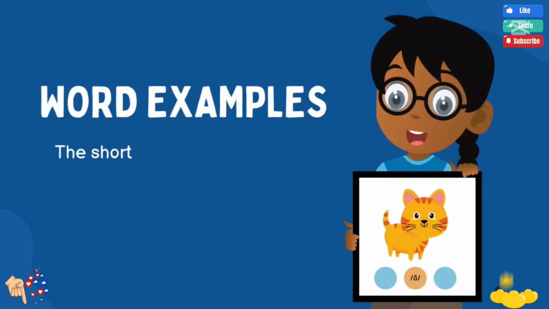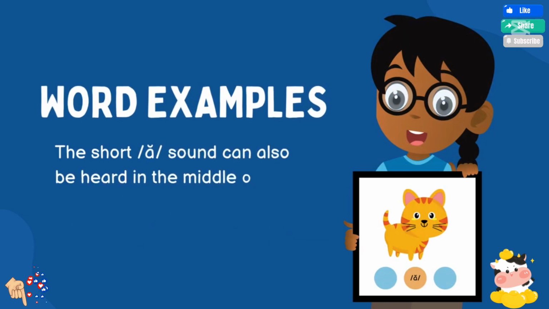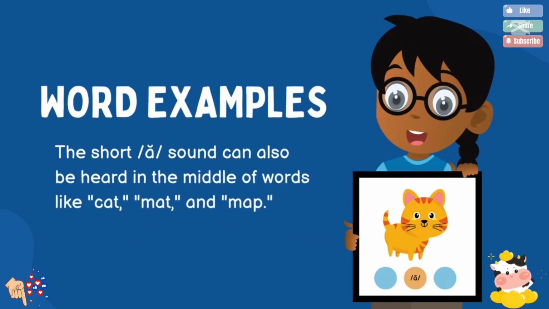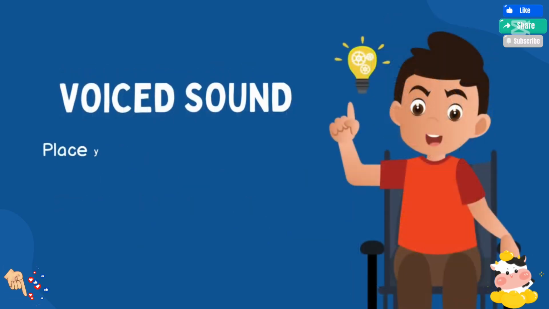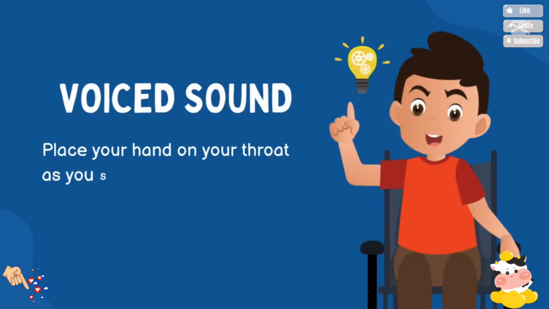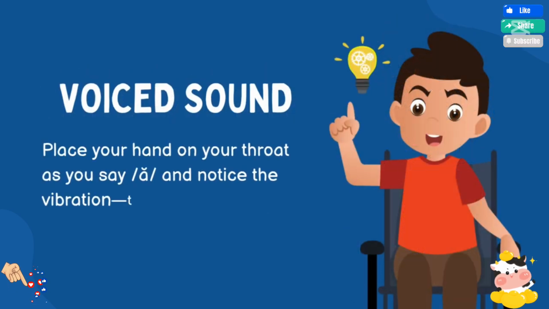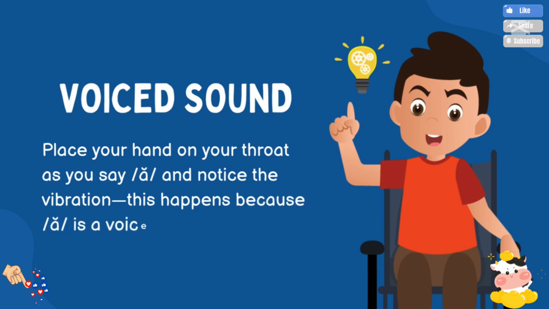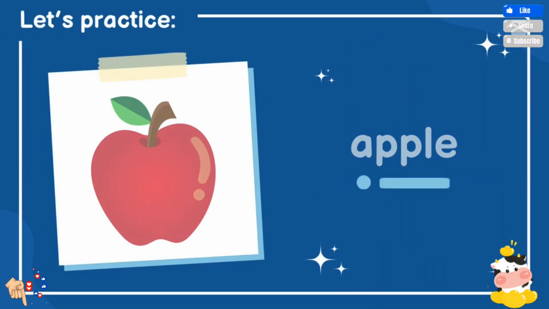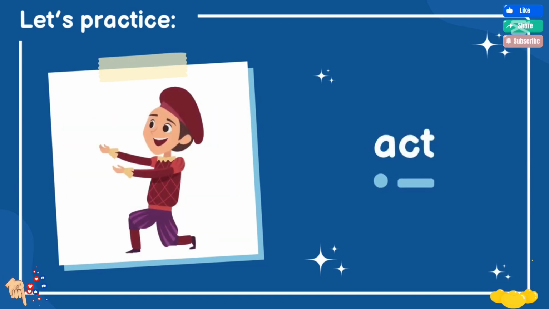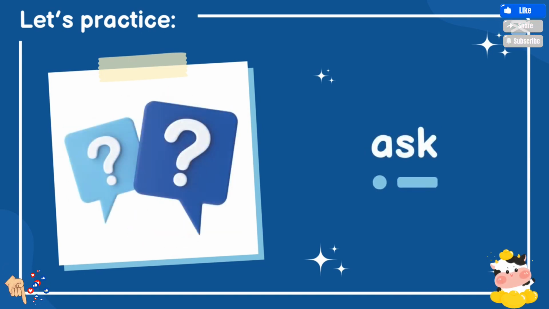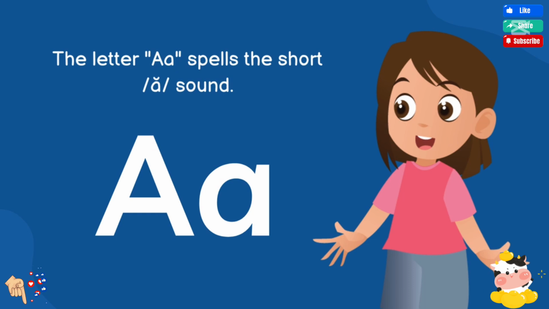The short A sound can also be heard in the middle of words like cat, mat, and map. Place your hand on your throat as you say A and notice the vibration. This happens because A is a voice sound. Apple, add, act, ask. The letter A spells the short A sound.